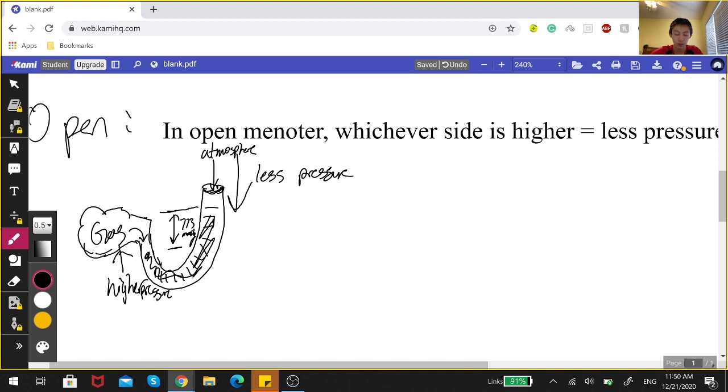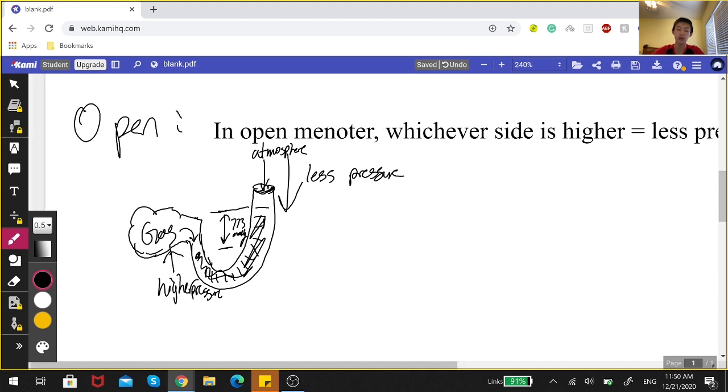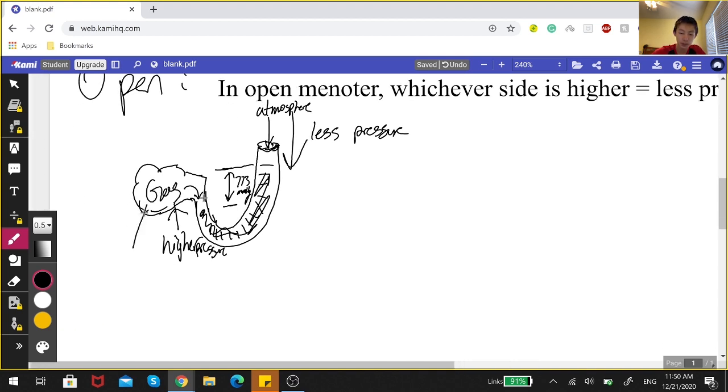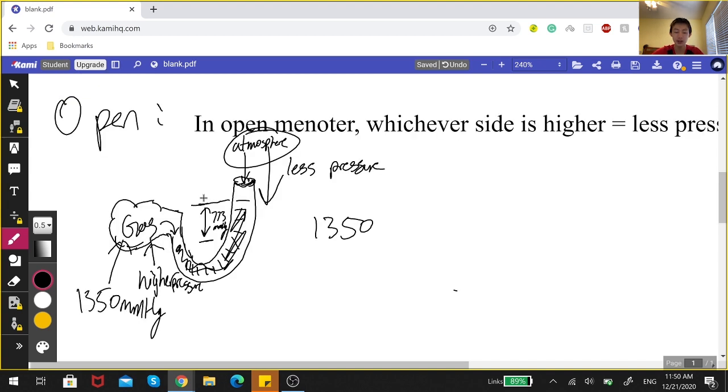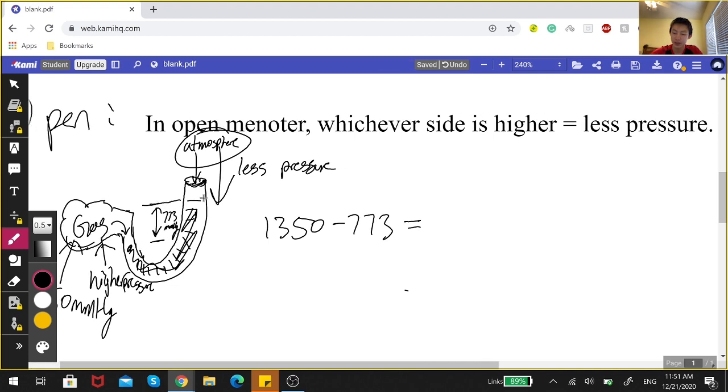Now, the question is, what is the atmospheric pressure in atm if the pressure of the gas in the manometer is 1,350? So we're given that this is 1,350 mmHg. And now we're asking for the atmosphere pressure. Since the difference is 773, and the atmosphere pressure has to be less than the gas pressure, because the gas is pushing down more than the atmosphere, we're going to use the heavier one, which is 1,350, and subtract the difference, which is 773, to get a smaller number than 1,350, and that is 577 mmHg.